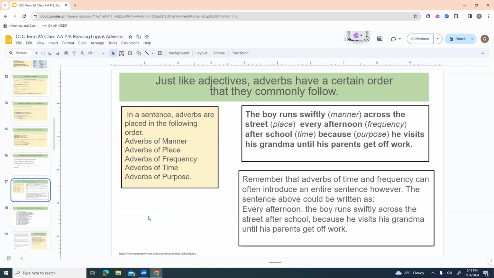Remember, however, that adverbs of time and frequency can often introduce an entire sentence. The sentence above could be written as something like: every afternoon, the boy runs swiftly across the street after school because he visits his grandma until his parents get off work. The big thing with adverbs is just making sure that it's clear when things are happening and what verb is being described if there's more than one verb in the sentence. Okay.